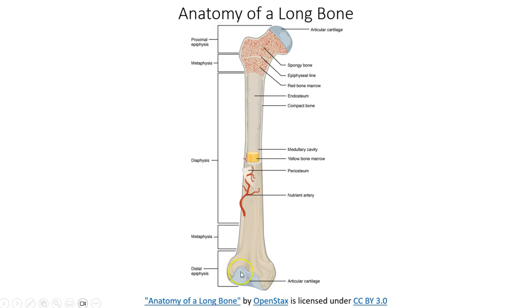The ends are going to have that articular cartilage, helping to cushion the joints, so that they are not rubbing bone directly on bone, because that is very, very painful, and it does happen as we get older, but we really want to try to keep that cartilage in as good shape as possible for as long as we possibly can.